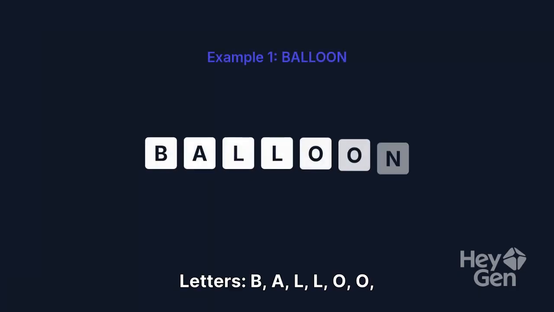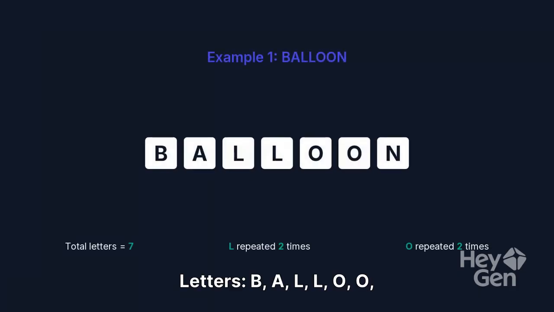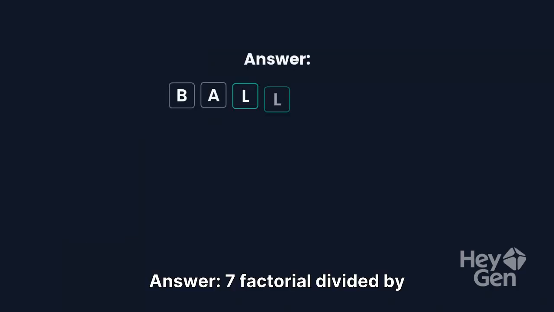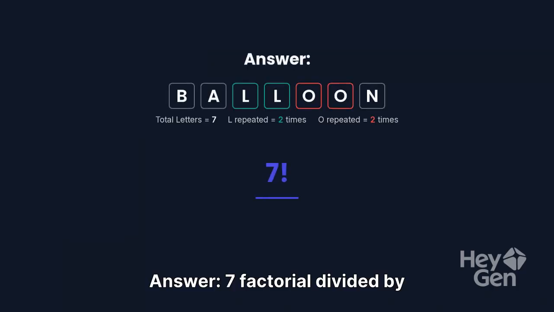Letters B, A, L, L, O, O, N. Total letters equals 7. L repeated 2 times. O repeated 2 times. Answer: 7 factorial divided by 2 factorial times 2 factorial.